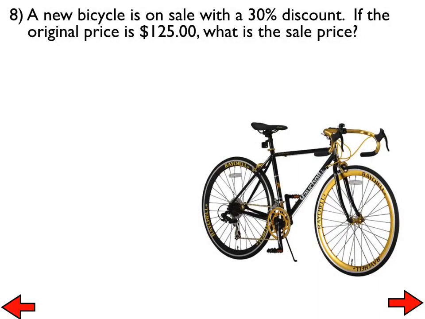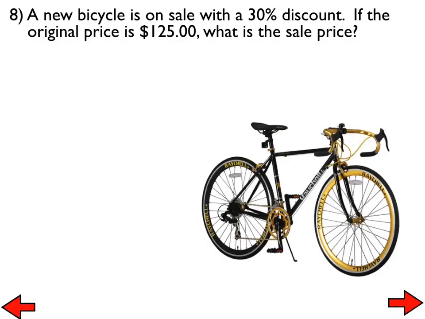This new bicycle is on sale with a 30% discount. If the original price is $125, what is the sale price? Again, what is the sale price? Is it asking for a discount? Or is it asking for price? Price. The whole price. And it's a discount. Are you paying more or less? Less. So you better subtract.